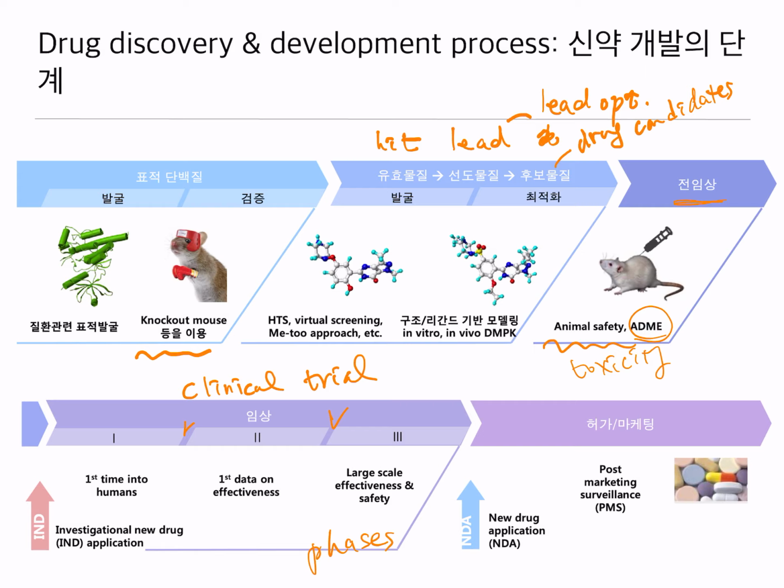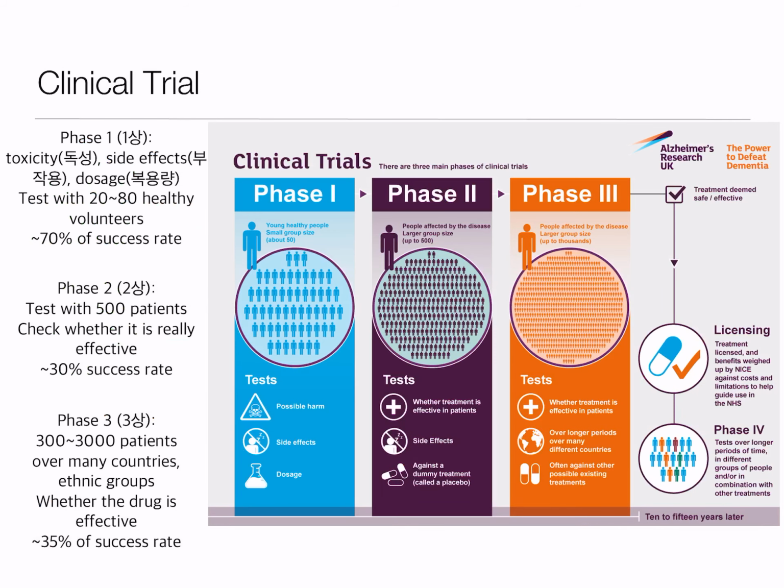And once they pass all these 3 phases, then a new drug is approved. Okay, then let's take a look at what kind of phases there are during the clinical trial. So during the first phase, usually toxicity, side effects, and dosages are tested.